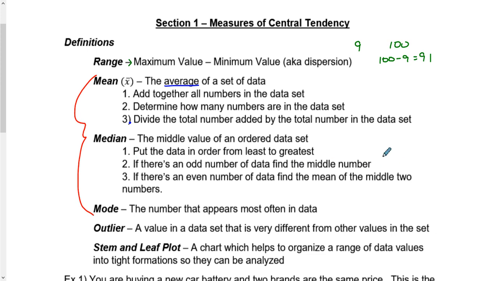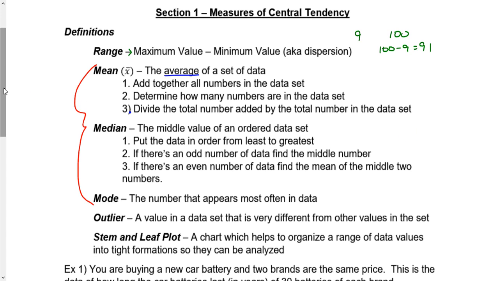If there's an odd number of data, you just have to find out what the middle number is. If there's an even number of data, though, you just have to find the mean of the middle 2 numbers. So if you have 29 values, then your 15th data would be your median. Whereas if you have 4 data values, the mean between your second and third ordered data is your median.